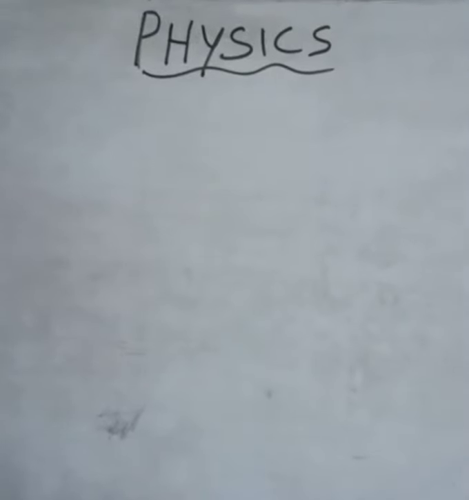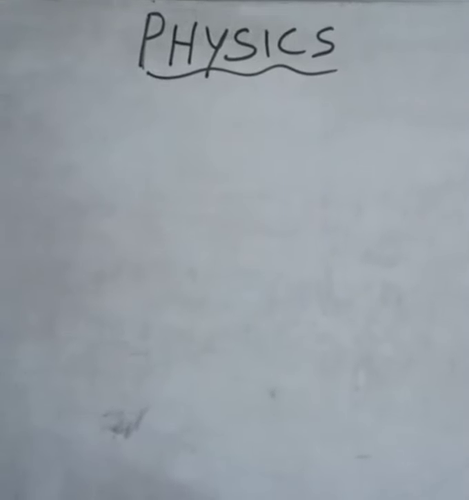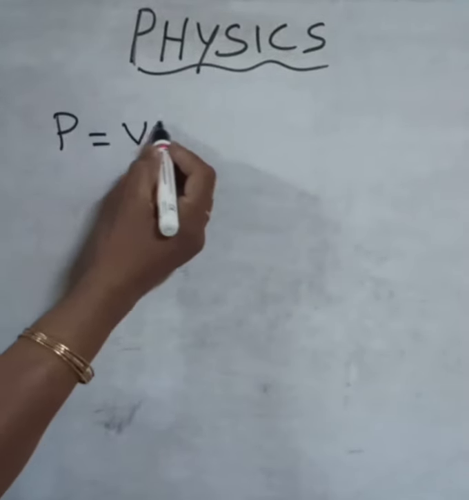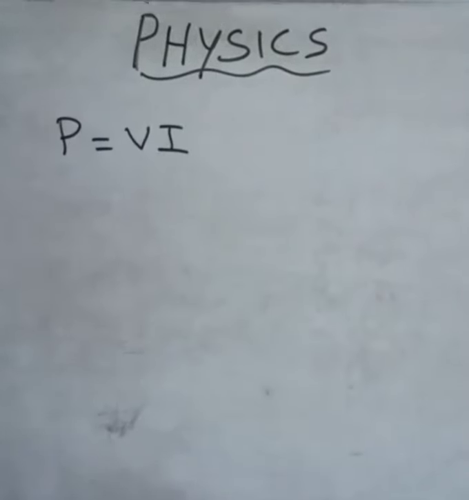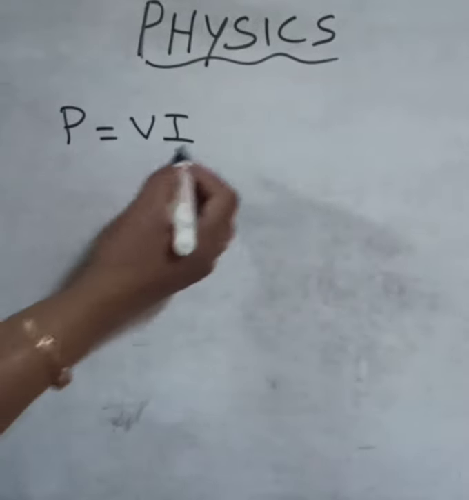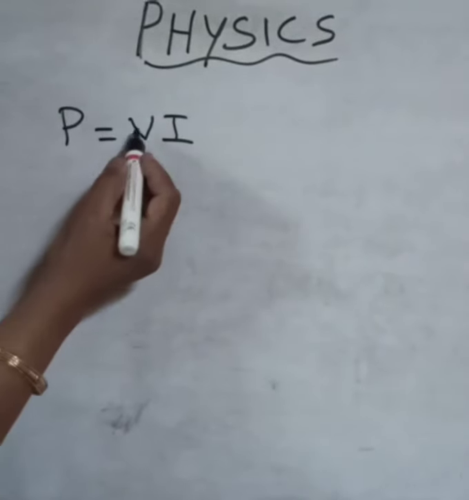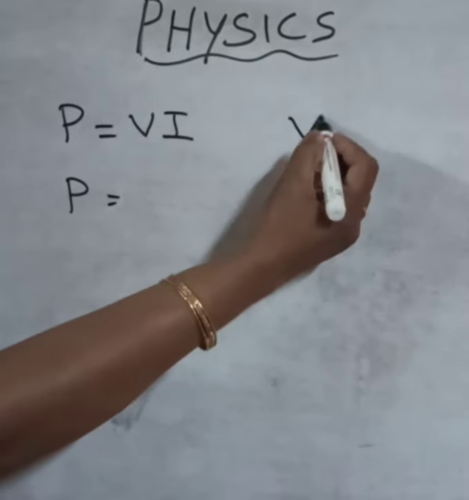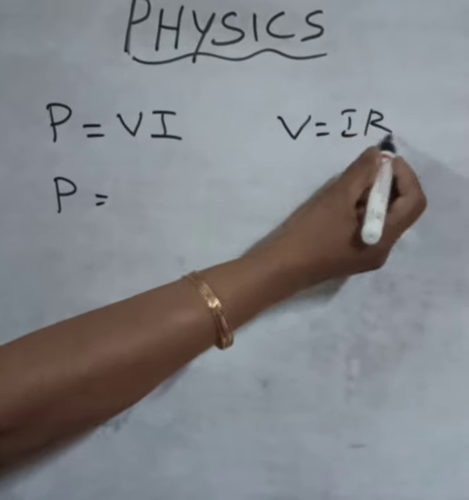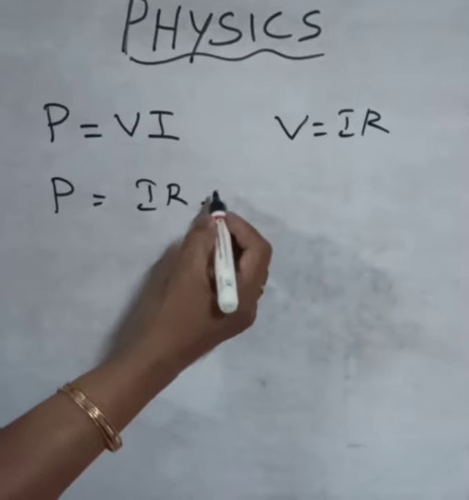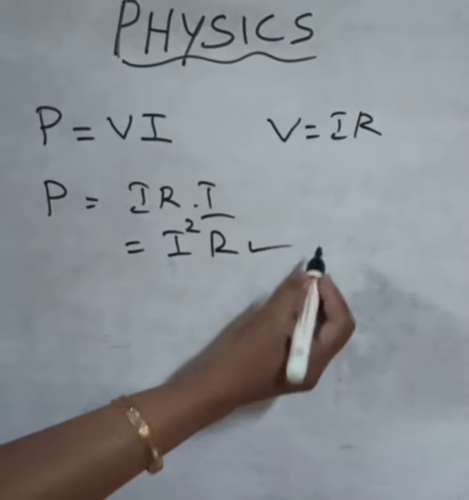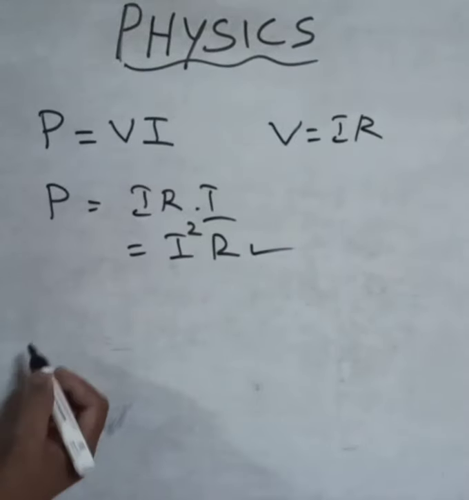Okay, my dear children? In the second question, we have to find out which of the following terms does not represent electric power in a circuit. You already studied the power formula, P is equal to V into I. So this formula is there. By substituting Ohm's law, V is equal to IR, we know, IR into I, that is equal to I squared R. So this formula is also there.